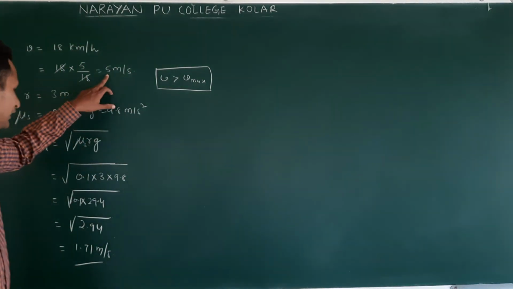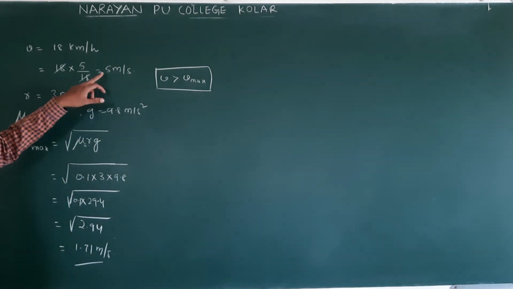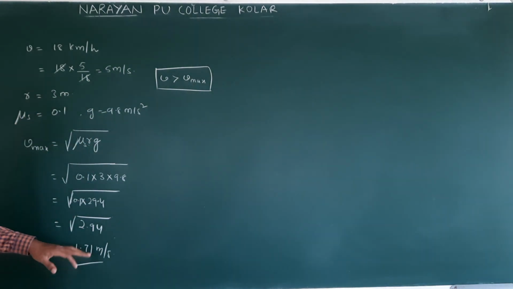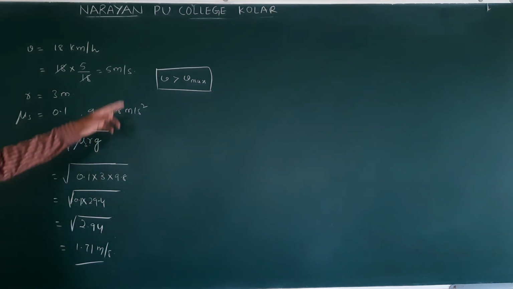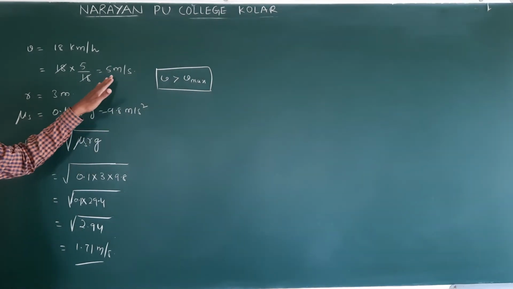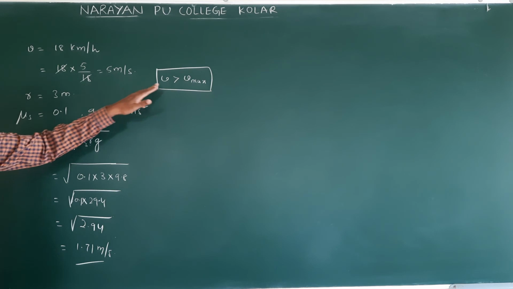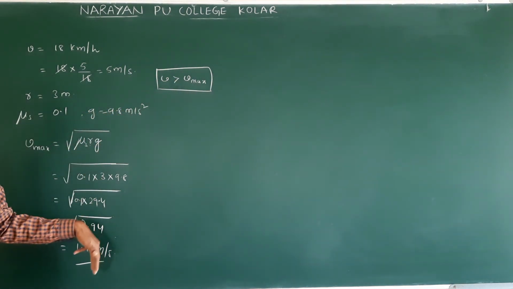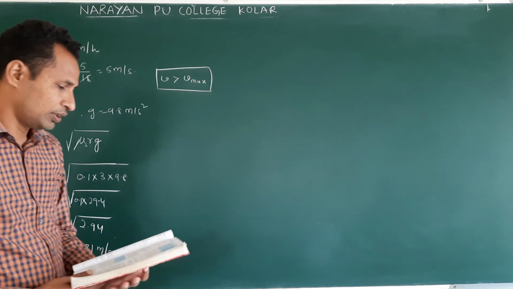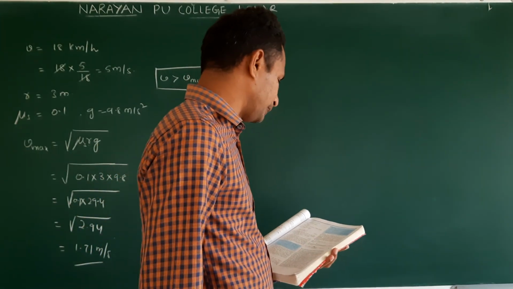If his speed is less than this limit, then he can take the turn safely without slipping. But according to the given data, he is moving with more than the maximum velocity on the given curved road. So he will slip.